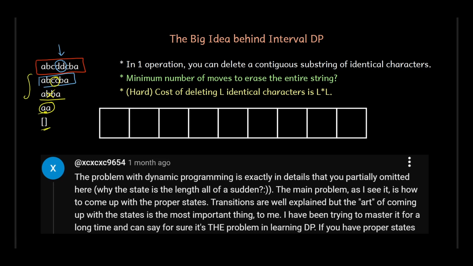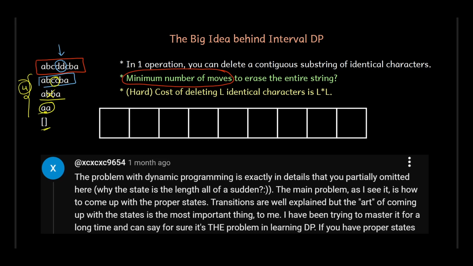So you can see that you took 4 operations to delete the entire string. So your goal is to find out, given a string, the minimum number of moves that you have to do such that the final string is empty. This is the easy version of the problem.